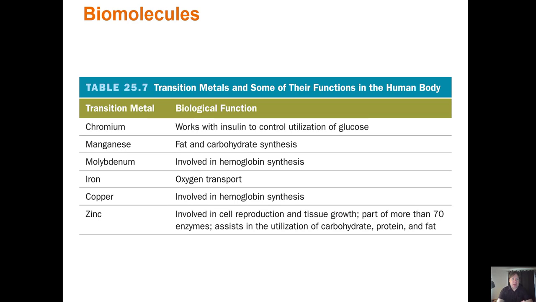I want to end with biomolecules as another very important application where we sometimes see transition metal complexes. So there's a list here. I'm not going to read through this, but these are some important transition metals that show up in certain biological functions, and we'll look at a few specific examples.